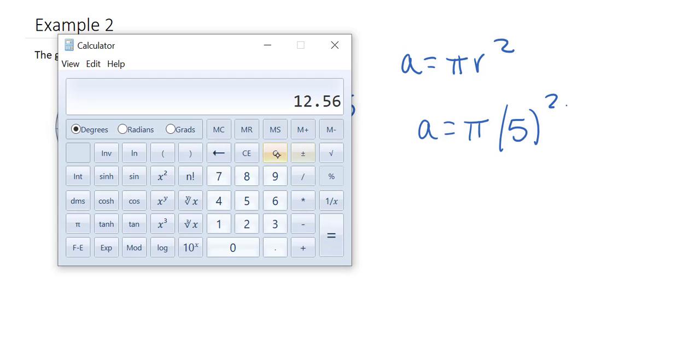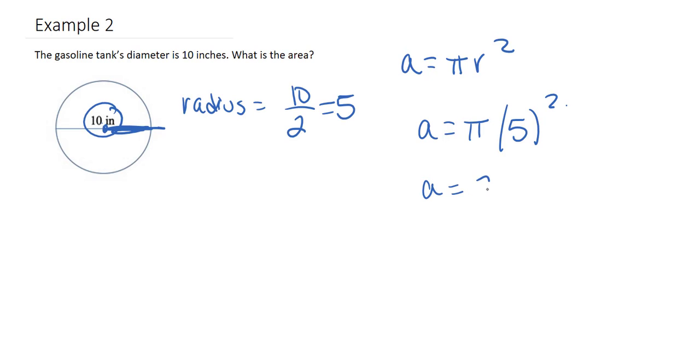We'll get our calculators out. So let's use the pi button. Times 5 times 5. So we got 78.54. We'll round to the nearest hundredth, and that would be inches squared.